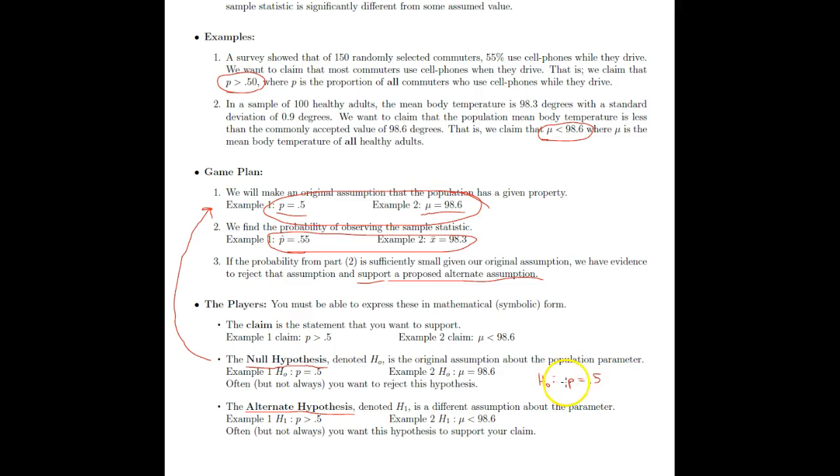I wouldn't say H naught equals this, because H naught is not a value that equals anything. This is just what the null hypothesis is, and this is really the statement of equality of the null hypothesis. And then we have what's called the alternate hypothesis, denoted H sub 1. Also, sometimes you'll see it denoted H sub A, which is the different assumption, which is usually what we're trying to prove. So like you'll see here, H sub 1 is P is greater than 0.5, which means most people, or a majority of people. In example 2, H1 is that mu is less than 98.6.